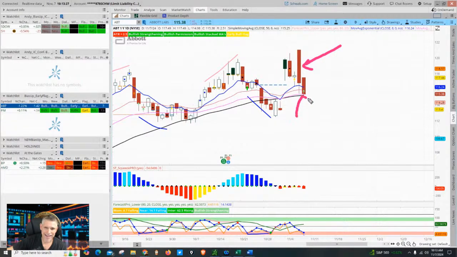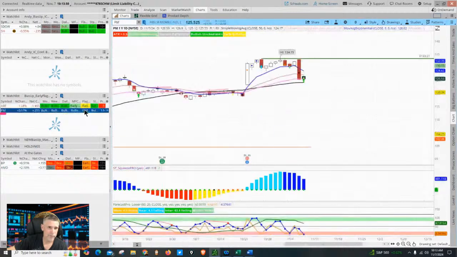Number one, it's not clean anymore. It's not clean. It's not clean. So even though it's a valid flag, because it's not clean, I want no part of it. Remember, what's the bias? Up. What's the setup? Flag. Is it clean? Heck no. Pass. But let's go look at PM. PM might be something. Philip Morris.